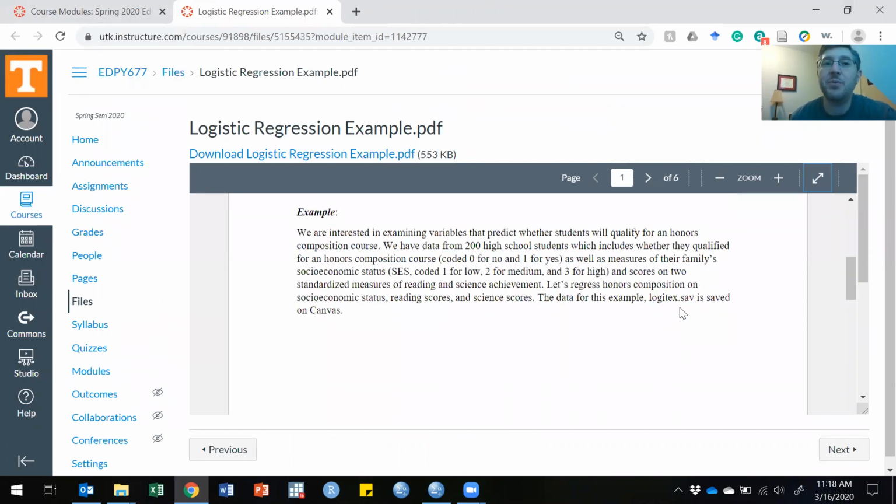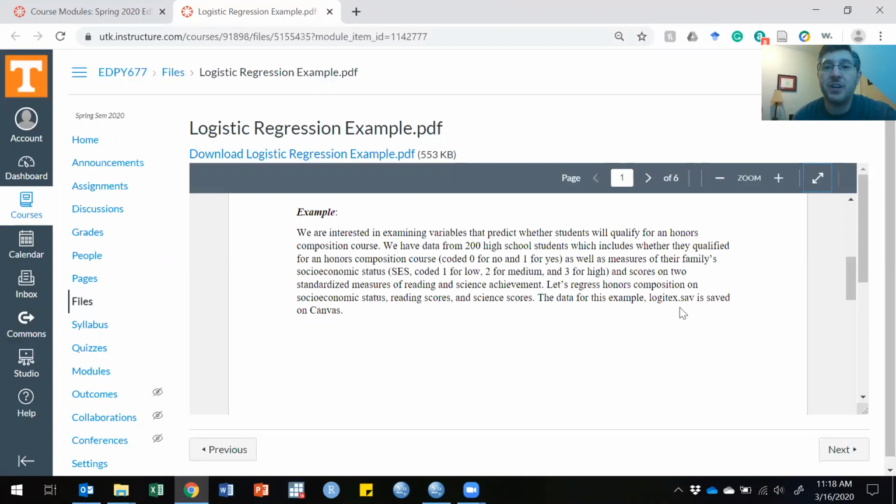So in this example, we're interested in examining the variables that predict whether students will qualify for an honors composition course. We have data on 200 high school students that include whether they qualified for the honors composition course. This is coded 0 for no and 1 for yes. So if the honors comp variable is 1, then the student did qualify for honors composition.